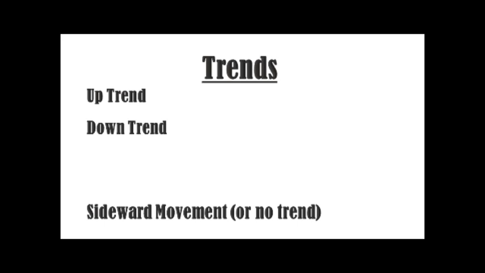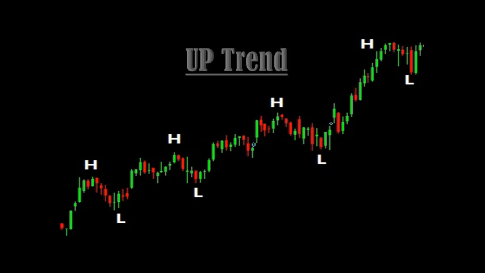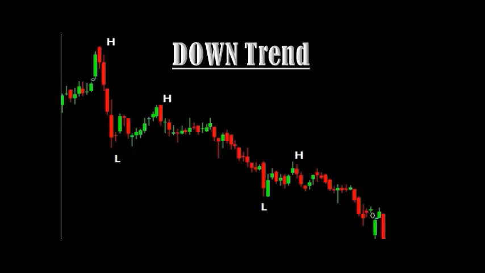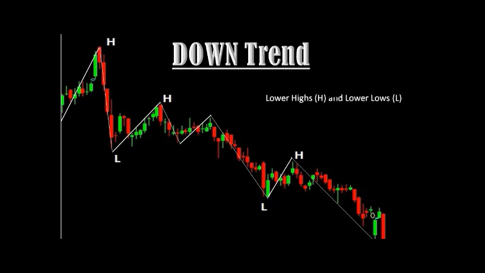But in the real world, the price action is not so smooth and it is not always easy to identify the trend. Like in this chart, it's an uptrend. We can see that price is moving higher with the higher highs and higher lows. The highs are higher than previous highs and lows are higher than previous lows. The highs and lows are also called swing highs and swing lows. So now we have the downtrend price action. We can see that price is moving lower with lower highs and lower lows.